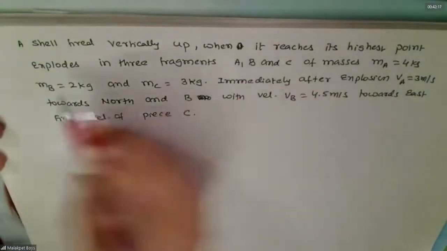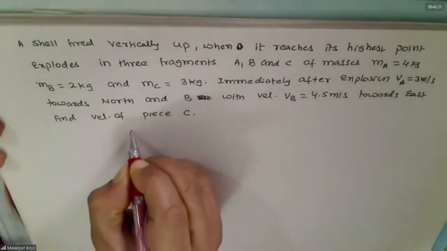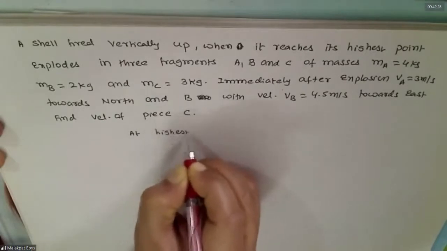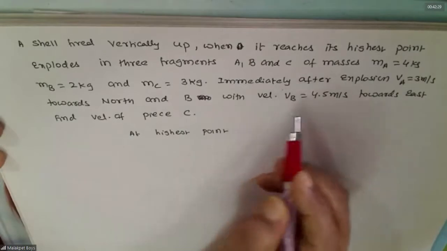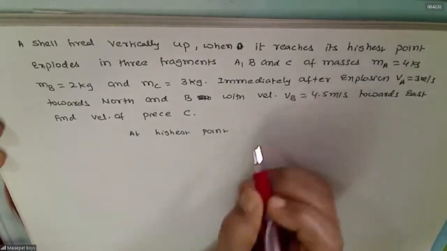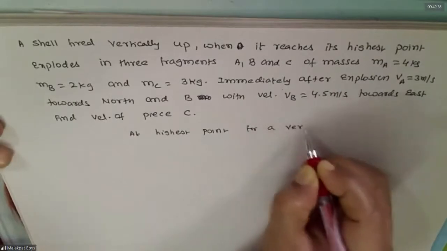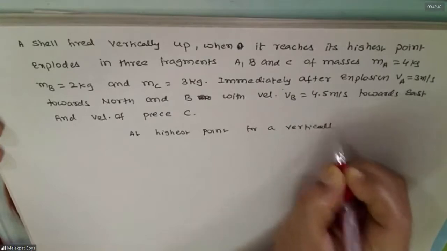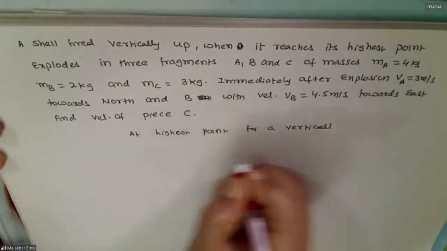Now here, at the highest point, what is the velocity of the shell? Zero. Not for all, only for vertically projected. In projectile motion, it won't be zero. Remember, in projectile motion, at the highest point it has u cos theta, the X component.